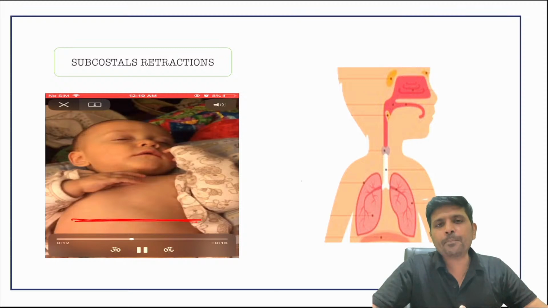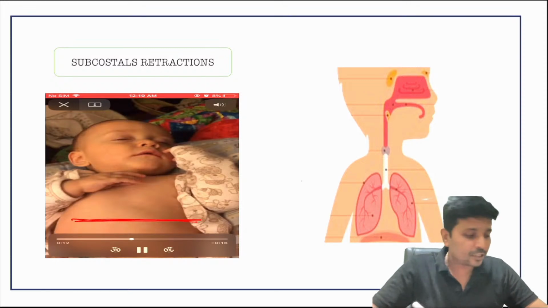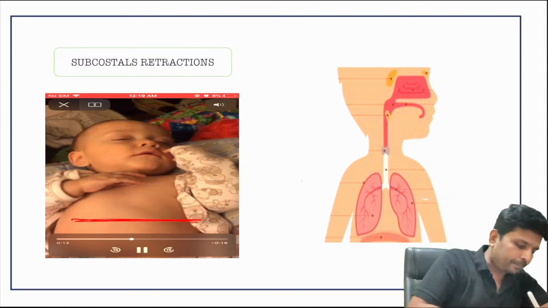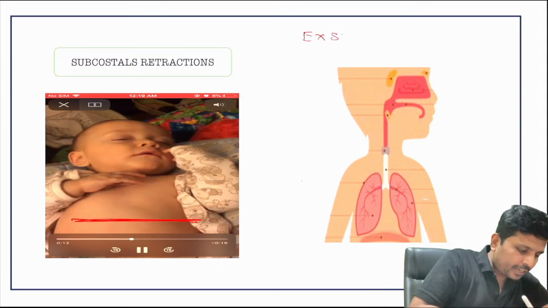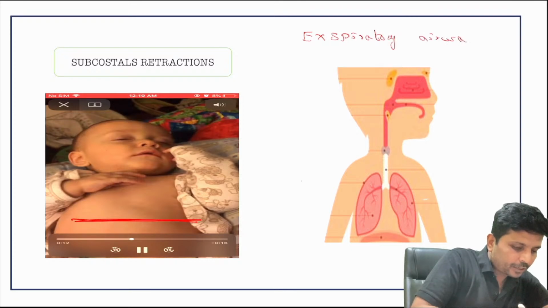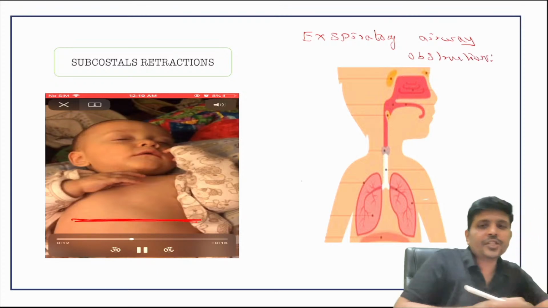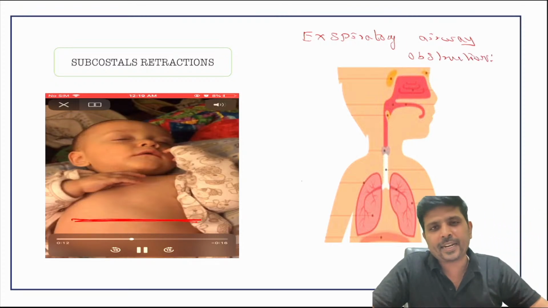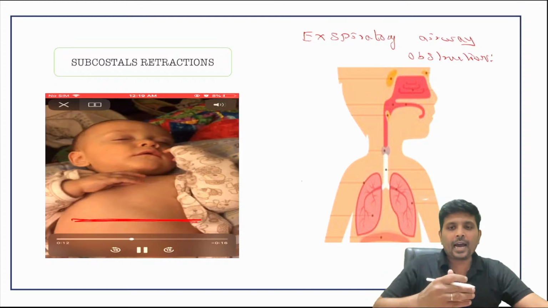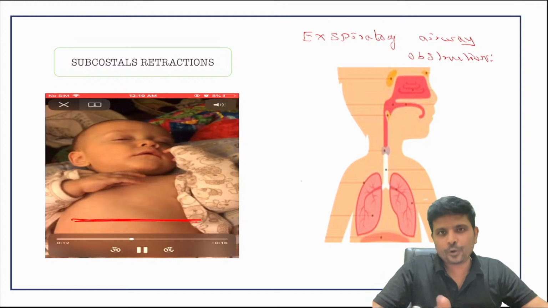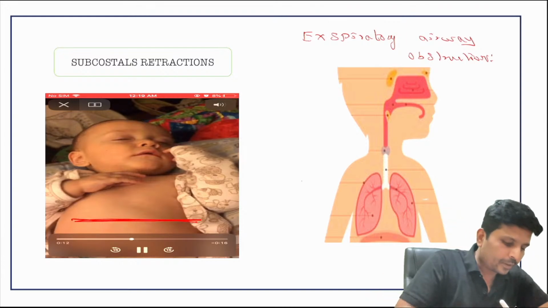So what does subcostal retraction mean? Subcostal retractions is characterized by expiratory airway obstruction. In which condition will you get this expiratory airway obstruction? That means air goes inside but cannot come out. Which disease? Asthma. The most common cause is asthma.